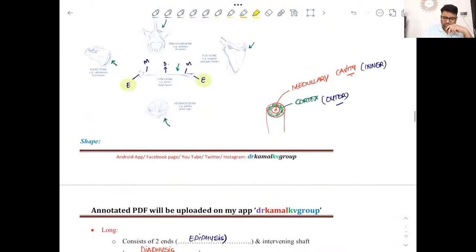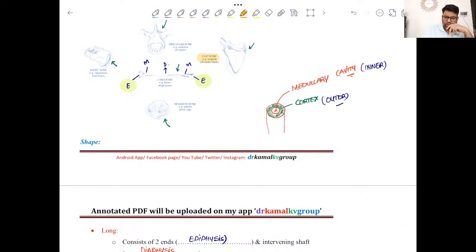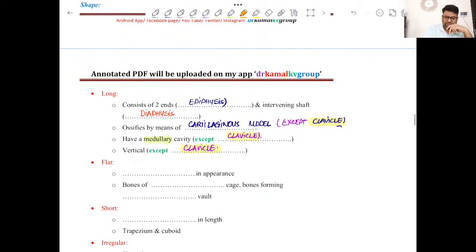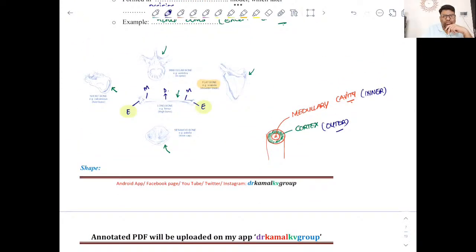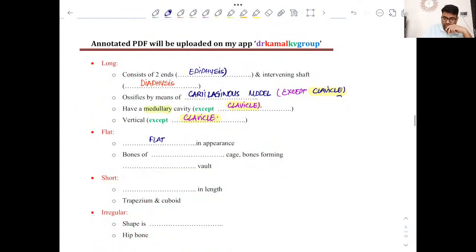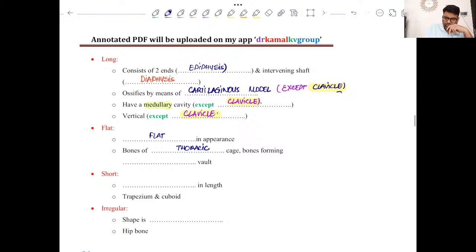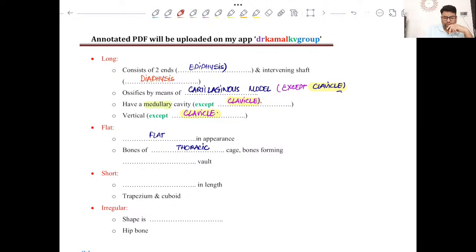Now coming to flat bones. Flat bones, as the name suggests, are flat in appearance. The bones you can see are the scapula and ribs, so you can write here thoracic cage. Ribs are flat, right? And the bones which form the cranial vault, the skull cap, all these are flat bones.